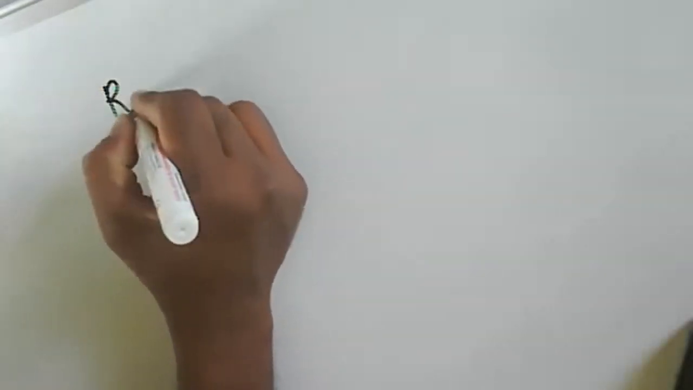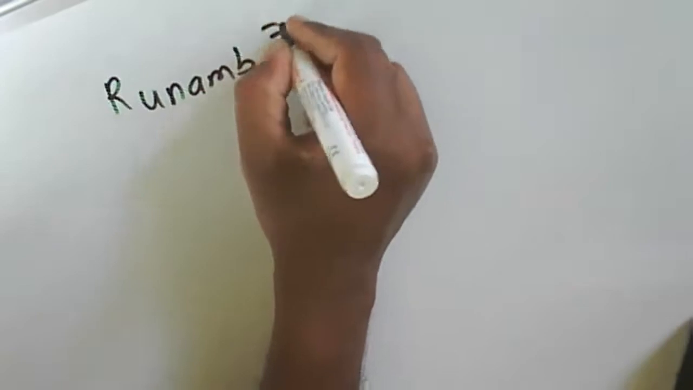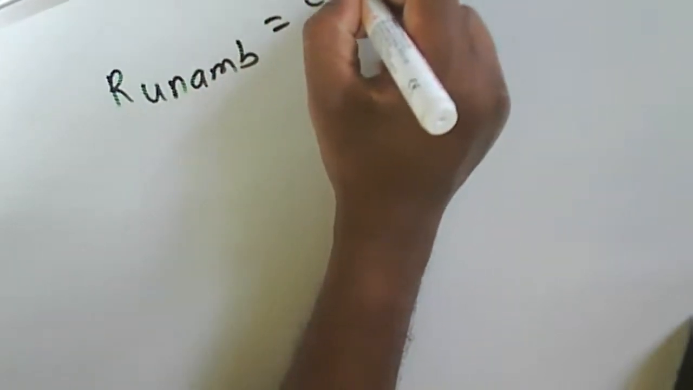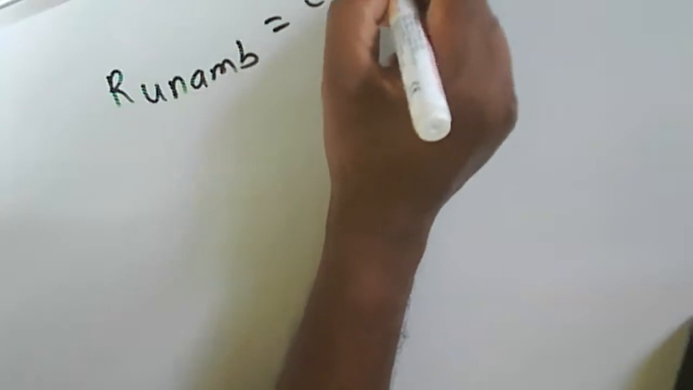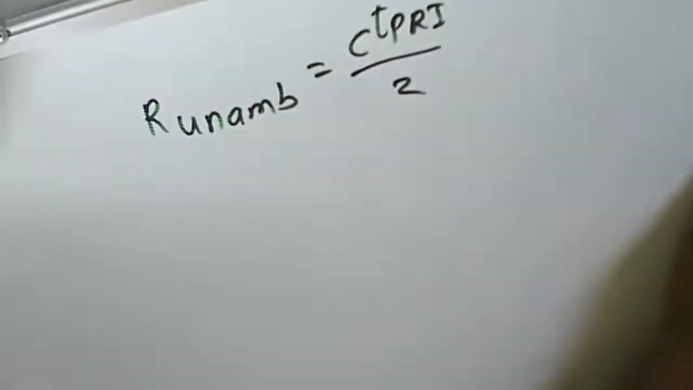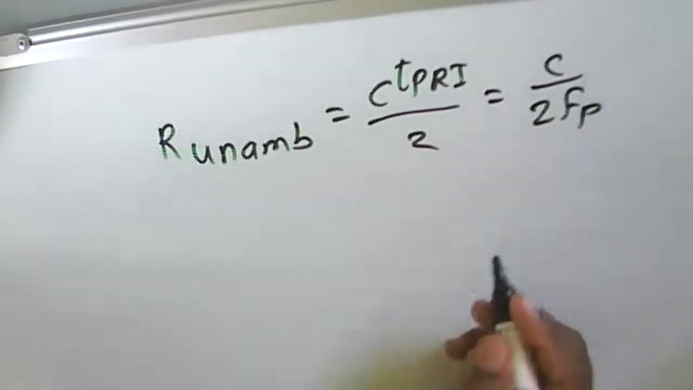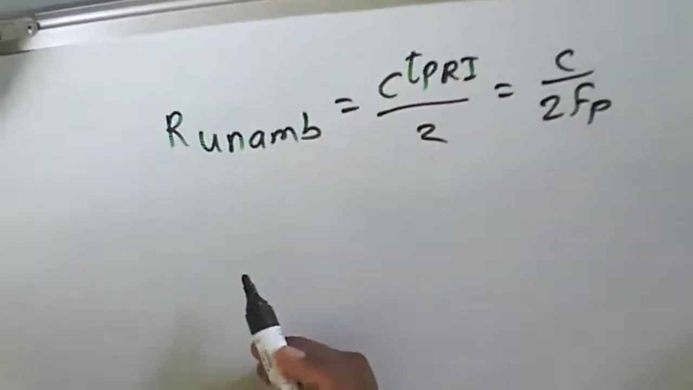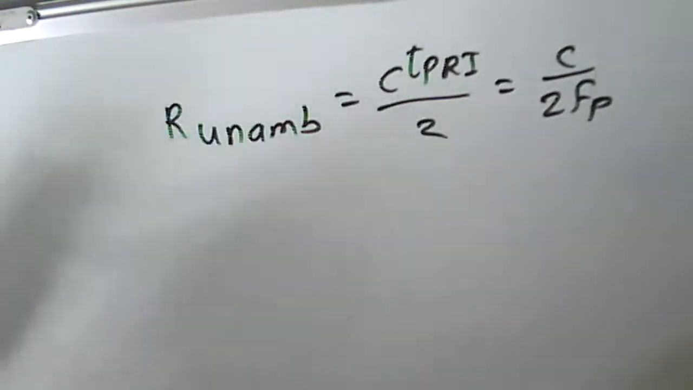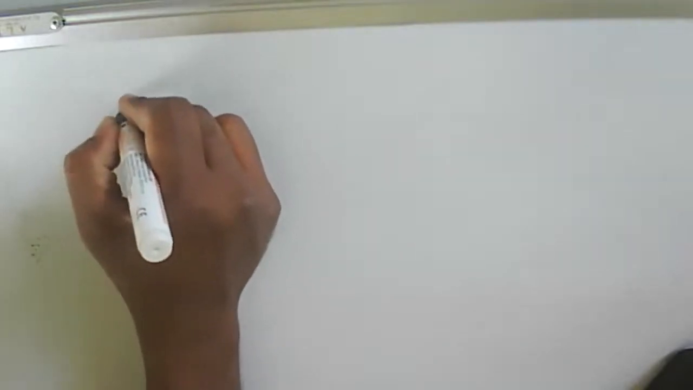Already we discussed the unambiguous range here. With respect to that, earlier we said the pulse repetition interval divided by 2. Or we can write it another way, in terms of the pulse repetition frequency. So we can write it both ways, either pulse repetition frequency or pulse repetition interval. Next, we talk about the simple form of the radar equation.